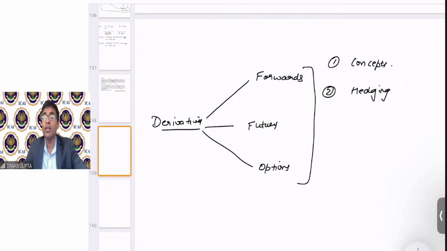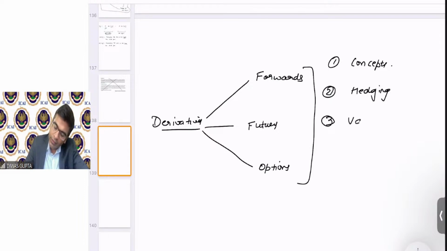Some of the questions today we discussed: how Ram will hedge the shares of Reliance Industries Limited by entering into a put option. Depending on the fact pattern, we are clear how to devise the hedging strategy. Hedging strategy is taking one position in one market and the other position in another market. Similarly, in forwards and futures, students, you would remember what all things we discussed.